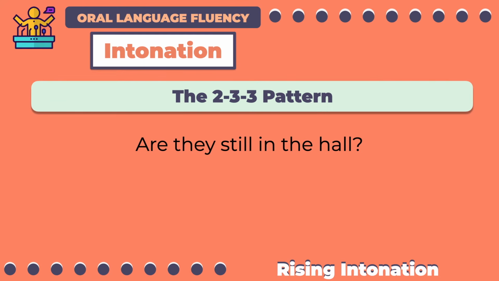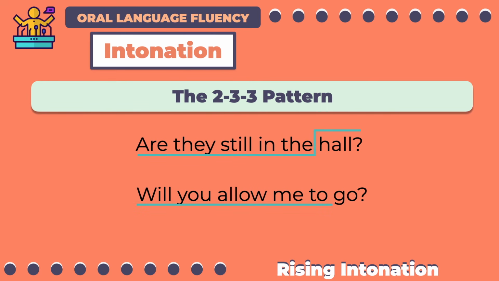The voice should start in a normal pitch, then goes up to the accented syllable, which is hall, and it remains there until the end of the sentence. Are they still in the hall? Will you allow me to go? Again, this sentence is answerable by yes or no. So the voice starts in a normal pitch, then goes up to the syllable go and remains up until the end of the sentence. Will you allow me to go?